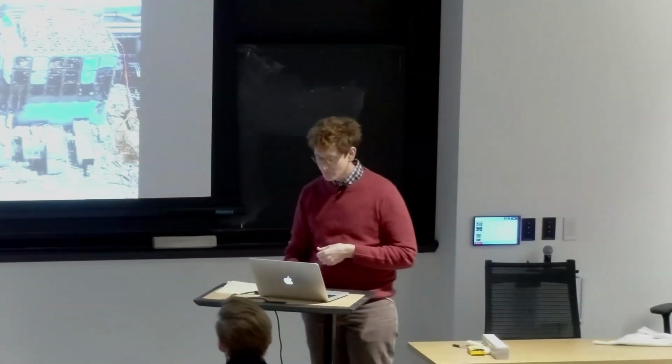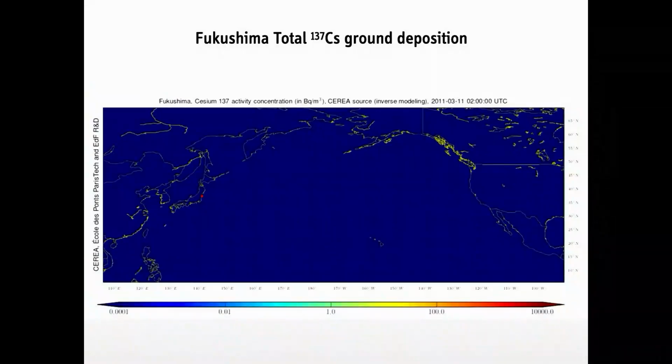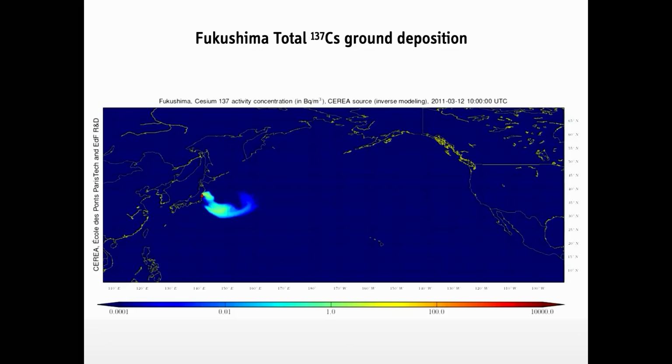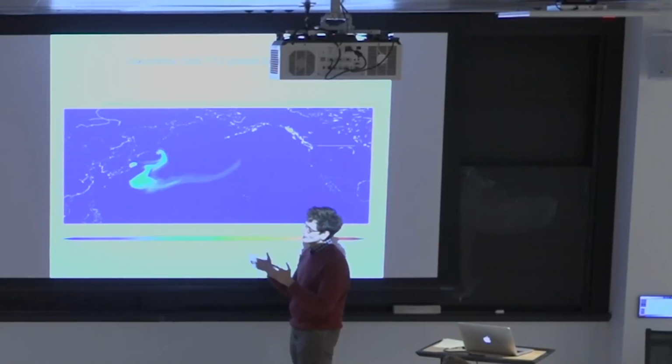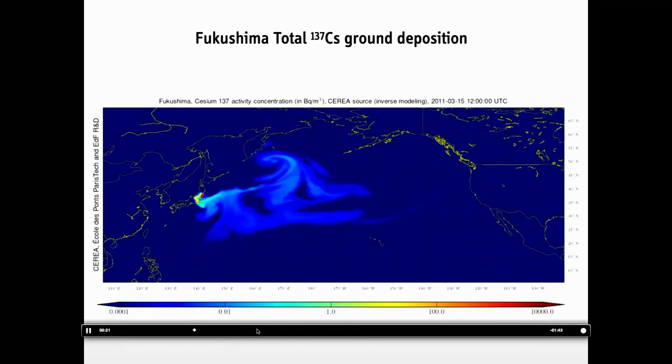So the total amount released was still much smaller. And here is the situation for the releases from Fukushima. So you see these momentary pulses where they release some and then they close the containment again and they release some more, and so on. Let's see if I can speed this along.